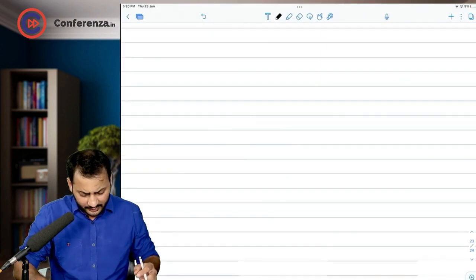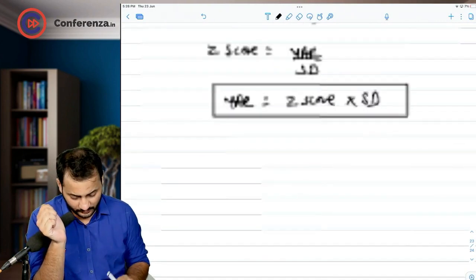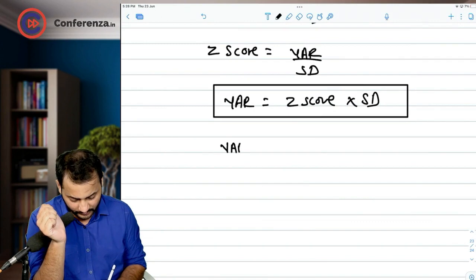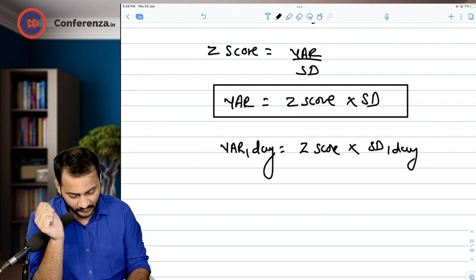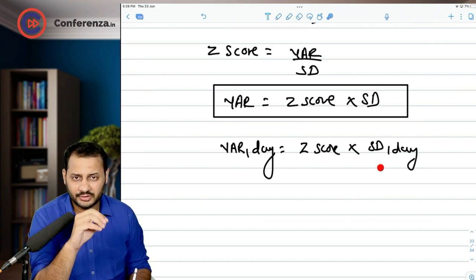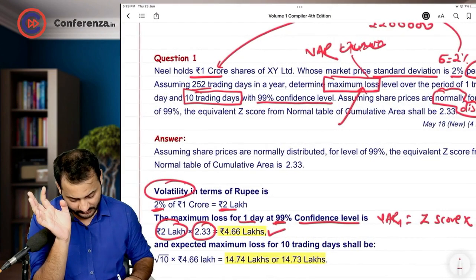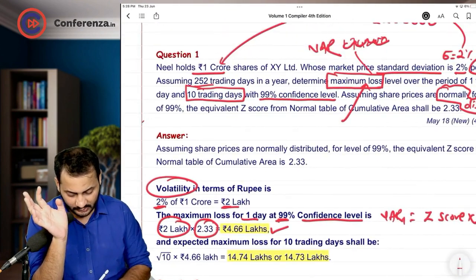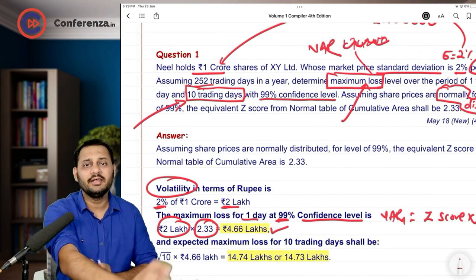So it's very simple. This was the formula for VAR, okay? So what we are going to do, we are going to write down VAR for 1 day is equal to z-score multiplied by standard deviation for 1 day. Am I right? If we want to calculate VAR for 1 day, we are going to use the standard deviation for 1 day. The next thing which is given in the question is we have to calculate the VAR for 10 trading days as well.